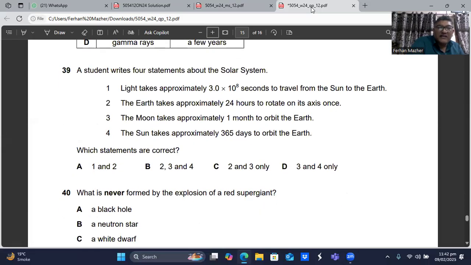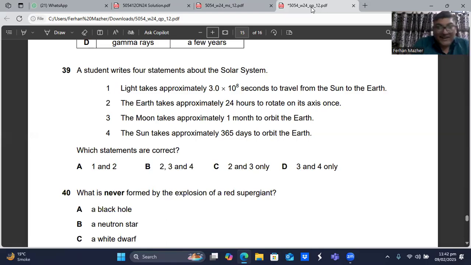Question number 39. A student writes four statements about the solar system. Light takes approximately 3 times 10 to the power 8 seconds to travel from the sun to Earth. That is wrong. 3 times 10 to the power 8 is the speed of light, and that is in meters per second. The Earth takes approximately 24 hours to rotate on its axis once. That is true.